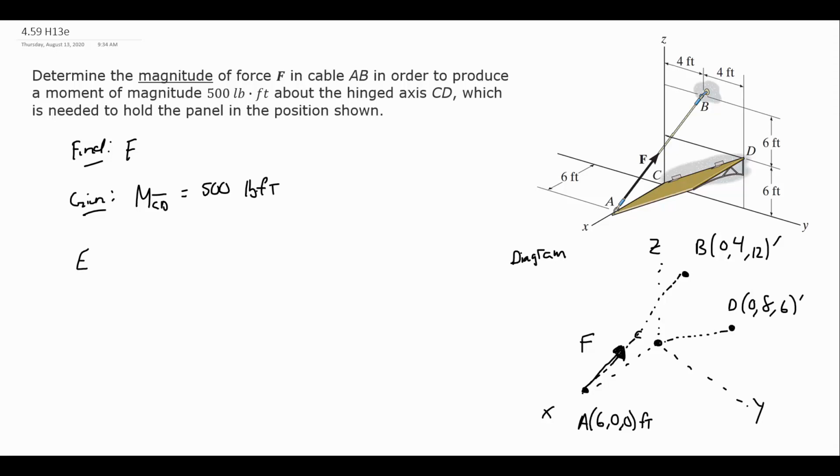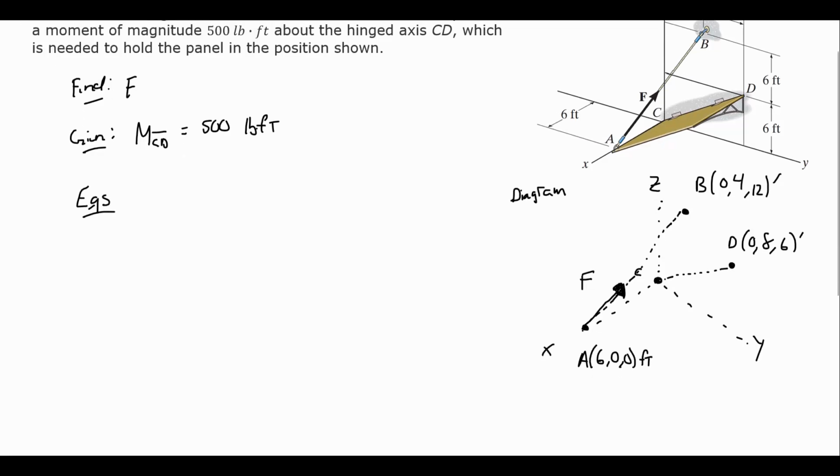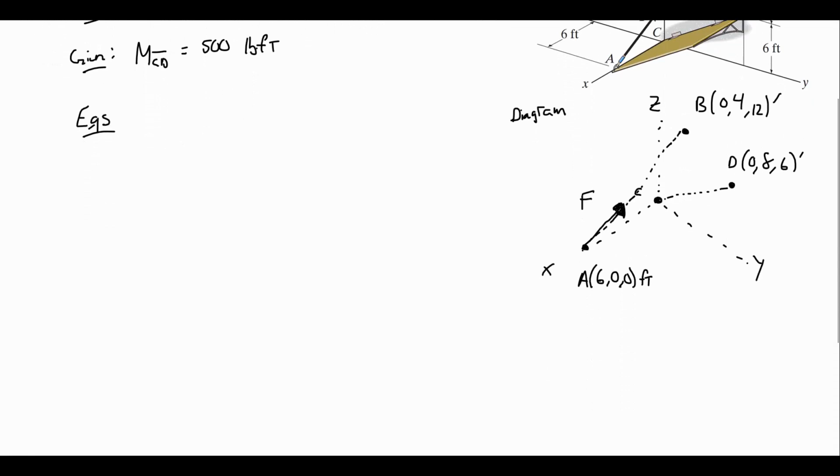So let's see what equations we're going to need. Let's actually work backwards a little bit to know what we are even going to need to know in order to solve this problem. Well, we are looking for the moment around the CD axis. We know that that is going to be the moment around any point on that axis, let's just say M_C for now, dotted with the direction, which we can call U hat CD. So that's how we can compute the moment around the axis.